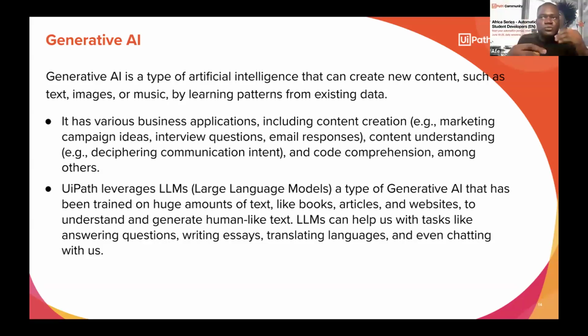So they have two, DocPath and CommPath, a type of generative AI that's been trained on huge amounts of text, like books, articles, and websites, to understand and generate human-like text. So large language models can help us with tasks like answering questions, writing essays, translating languages, and even chatting with people.